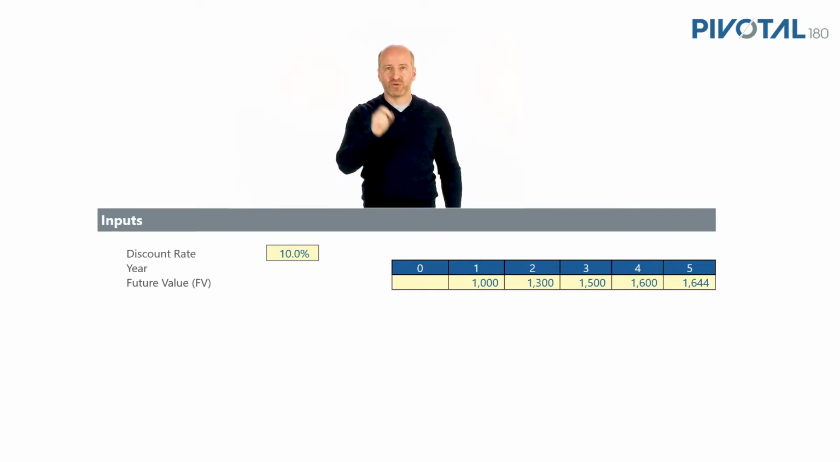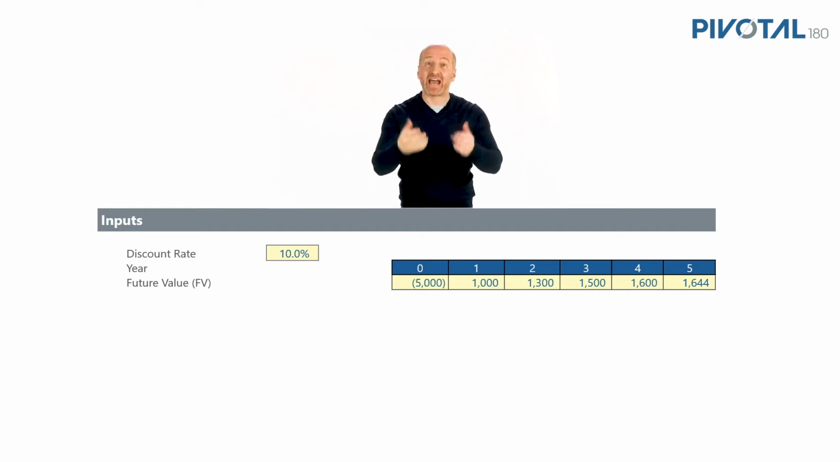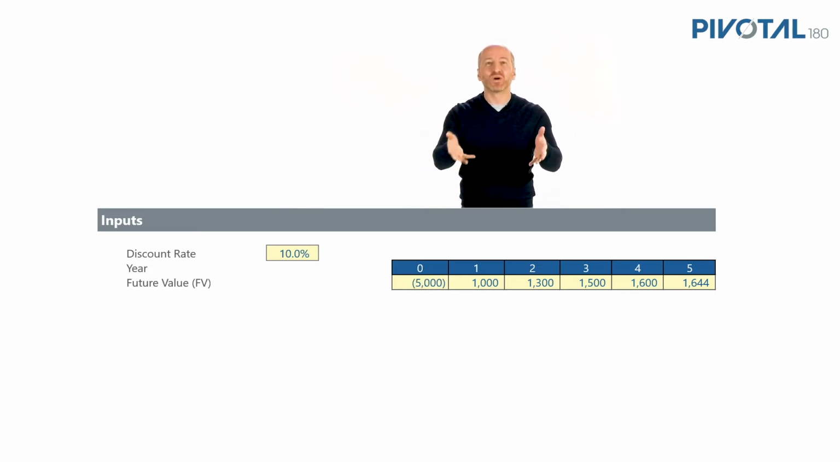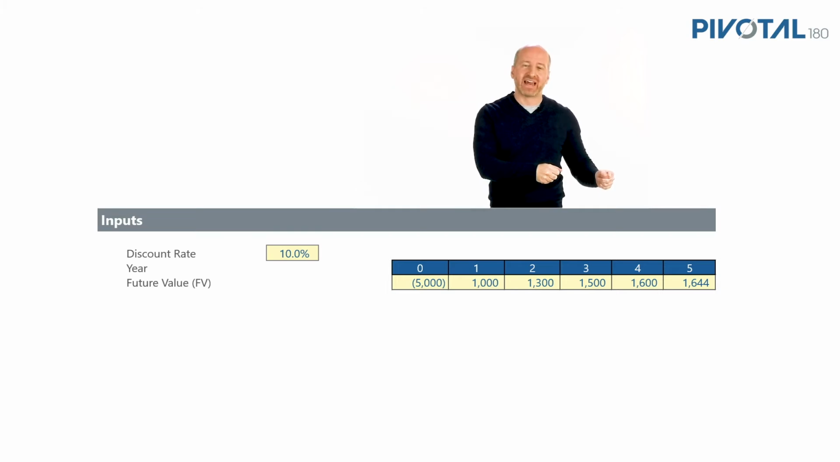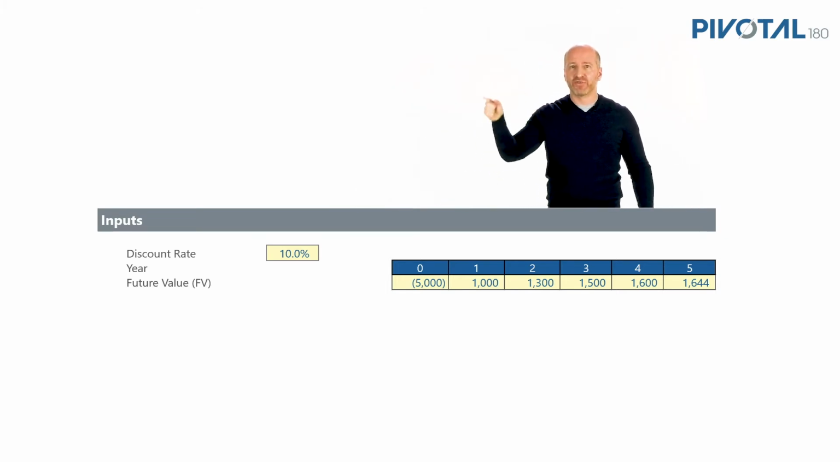$1,000 in year 1, $1,300 in year 2, $1,500 in year 3. But take special note of what's going to be appearing in year 0, which is expressed as a negative number, 5,000. And what that negative number means is this is a cash outflow from our perspective as an investor, meaning this is what I needed to pay to make that investment, which is going to, over time, pay me $1,000, $1,300, $1,500, the schedule that you see in the input section.